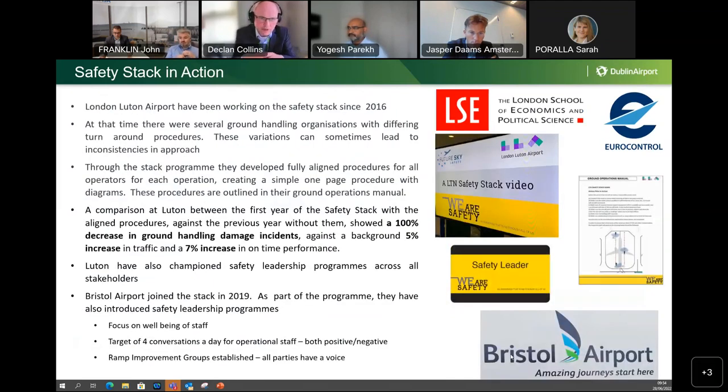Just as an example of some of the initiatives that have been developed, London Luton have had the stack in place for a number of years now. What they found was that there were several ground handling organizations with different turnaround procedures, and that could lead to variations.